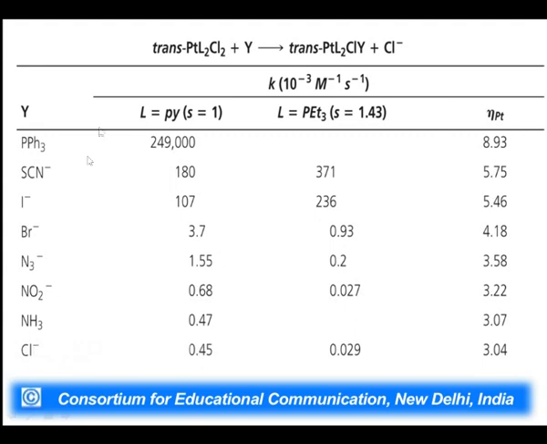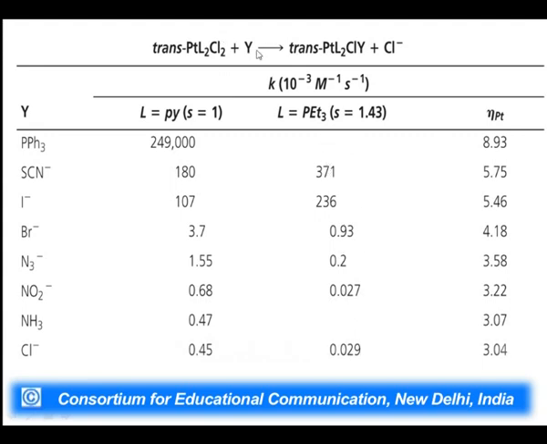NH3 and chloride. It is found that the rate of reaction in the case of triphenyl phosphine is highest and it goes down in this order. This follows polarizability or nucleophilicity: from the nucleophilicity parameter, we can say that the more nucleophilic the entering group, the higher the reaction rate. Similarly, if the ligand is not pyridine but triethyl phosphine, the same type of variation is observed, although some are not available, and it goes down in this order.